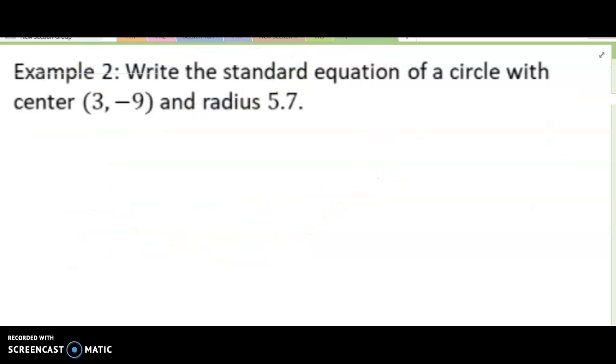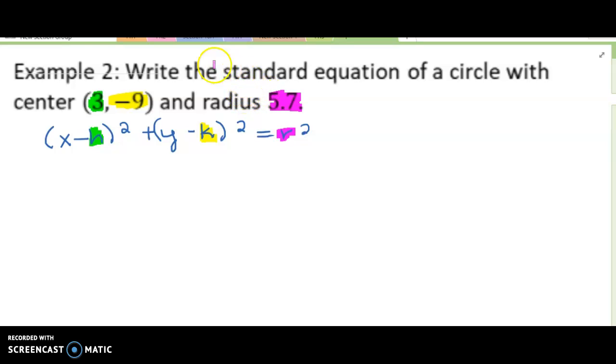So let's look at example 2 now. Okay, standard equation of a circle, (x - h)^2 + (y - k)^2 = r^2. Okay, now if I go and highlight these, the x value of my center is my h, the y value of my center is my k, and my radius is my r. Okay, so now that I've highlighted and done the hard work, I want you to go ahead and write the standard equation of this circle.